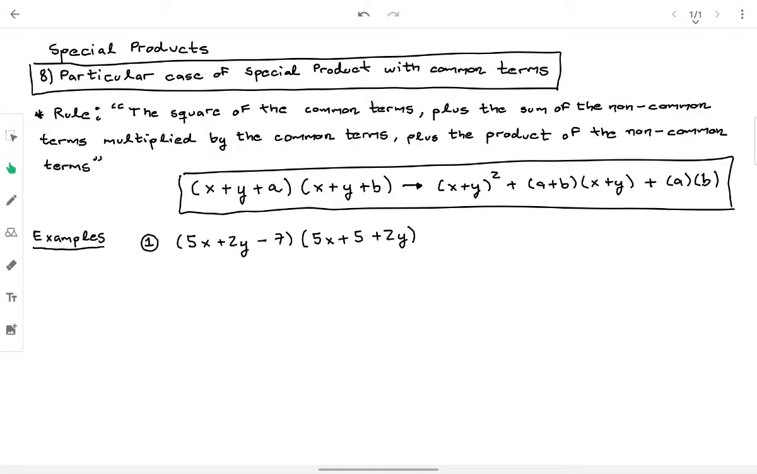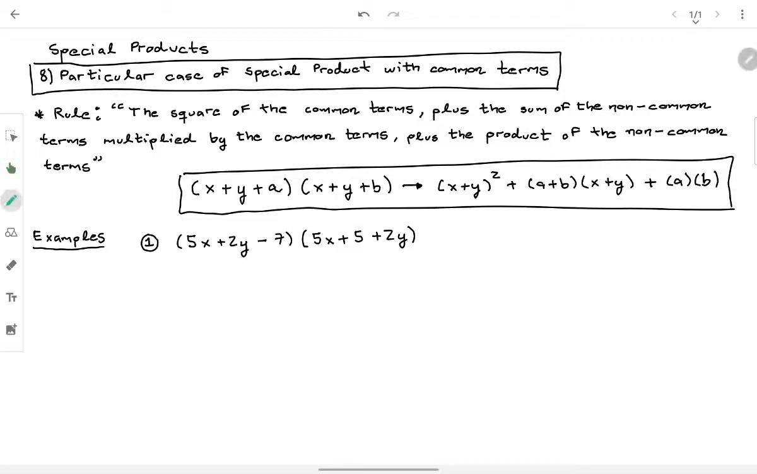So the rule is going to be something like this: x plus y plus a, multiplied by x plus y plus b. It's going to be the square of the common terms, that's why we have x plus y squared, plus the sum of the non-common terms, a plus b, multiplied by the common terms, x plus y, plus the product of the non-common terms, in this case a times b. So let's see some examples of how to apply this rule of the particular case with common terms.